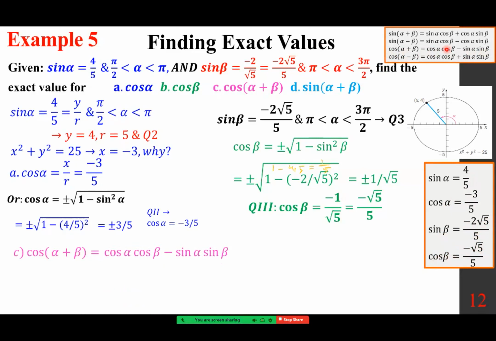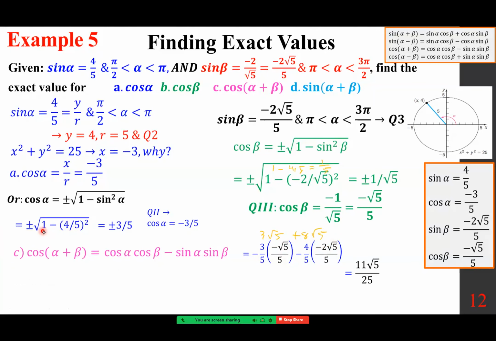Cosine alpha cosine beta minus sine alpha sine beta. And when you do the math, let's see what happens. The denominator in both cases, 5 and 5, the denominator is 25. So what do we have here? We have 3 square root of 5 positive because it's negative and negative. So the numerator becomes 3 times square root of 5. This becomes negative and negative, positive, 8 square root of 5. So please understand that the numerator would be 3 square root of 5 plus 4 times 2, 8 square root of 5. And the denominator is the product of 5 and 5, 25. And so that's the final answer.